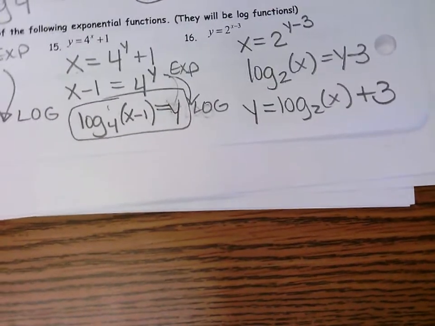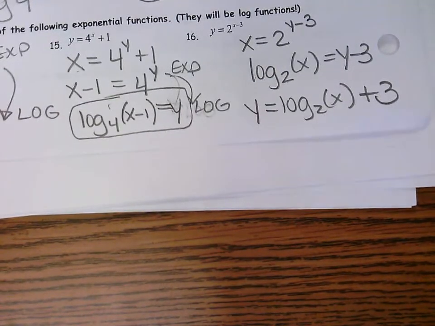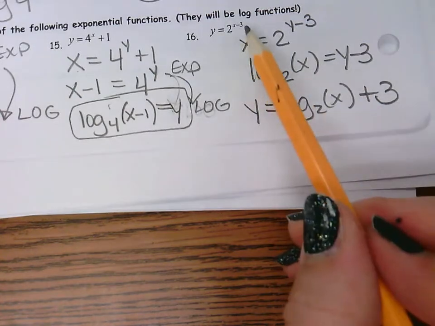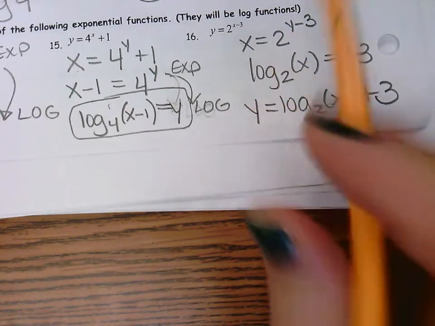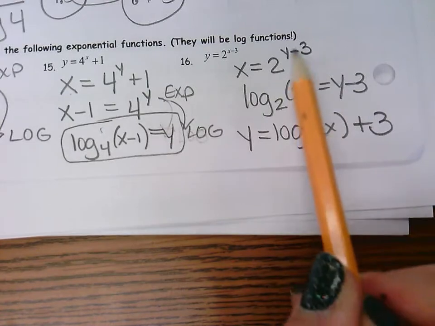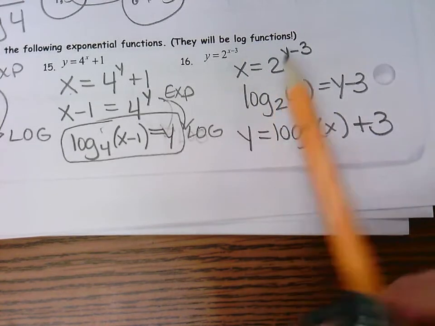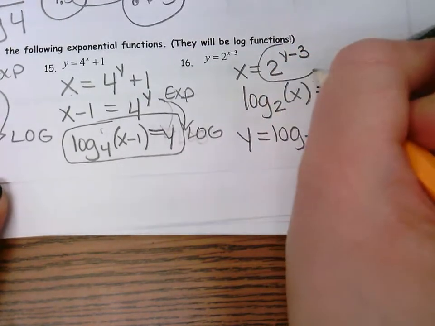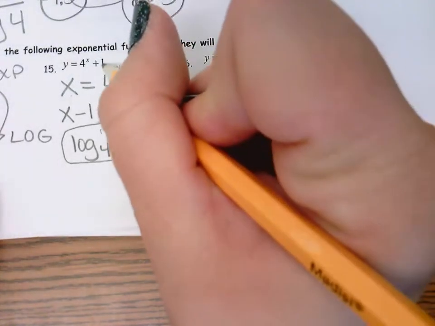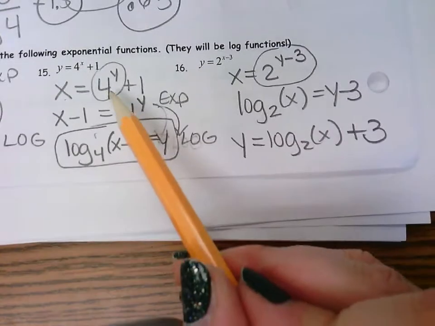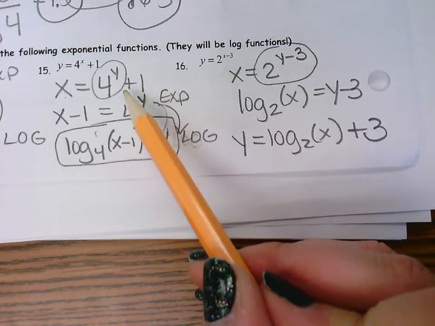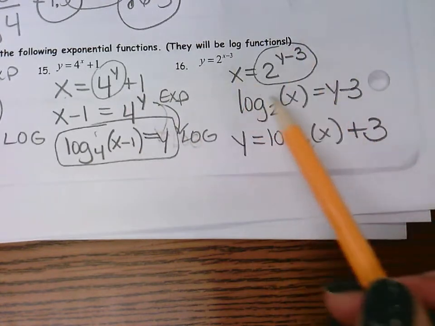Says what? It didn't make sense? Are you good with switching x and y? Okay. So once you're in the switching x and y stage, you want the exponential part to be by itself. See how in number 15 it wasn't by itself, so I had to subtract 1 to the other side? In number 16, this is the exponential piece.